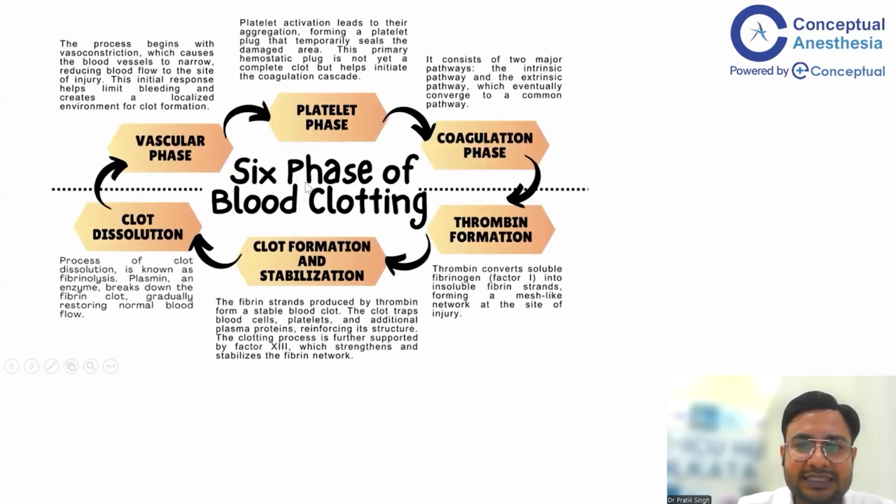Now, to summarize it, there are 6 phases of blood clotting. It starts with the vascular phase where there is vasoconstriction, then the platelet phase, platelet aggregation, then the coagulation phase, thrombin formation phase, clot formation and stabilization, and finally the dissolution of the clot when the repair has been totally done.